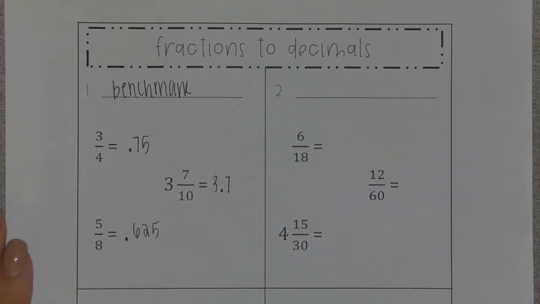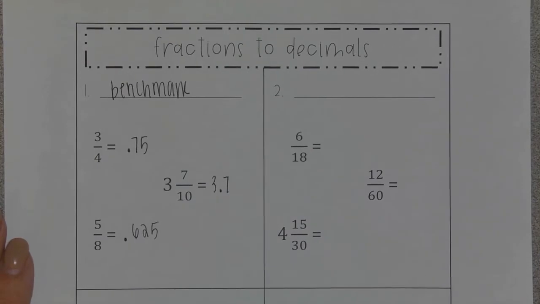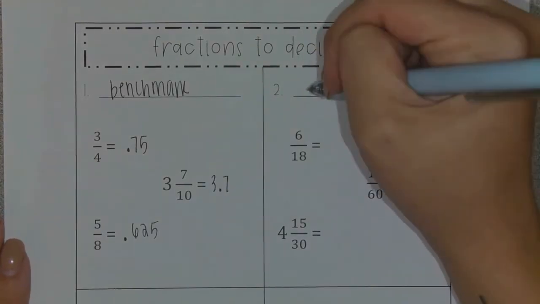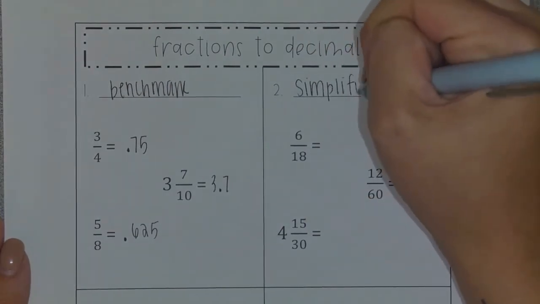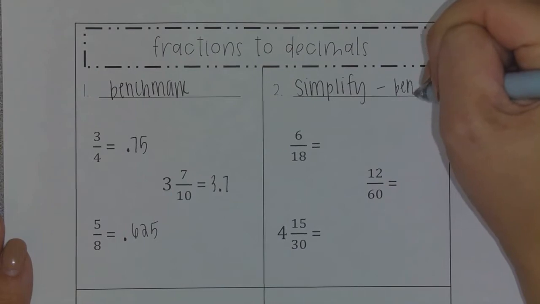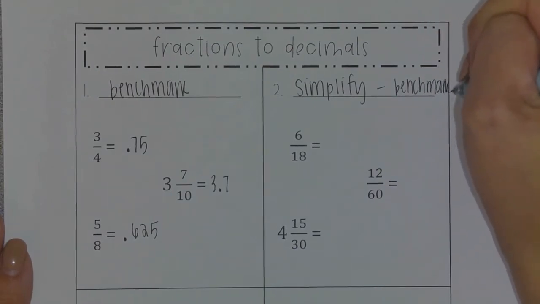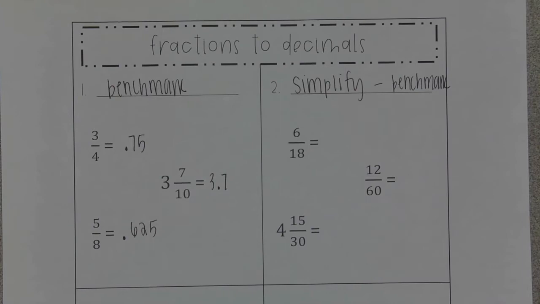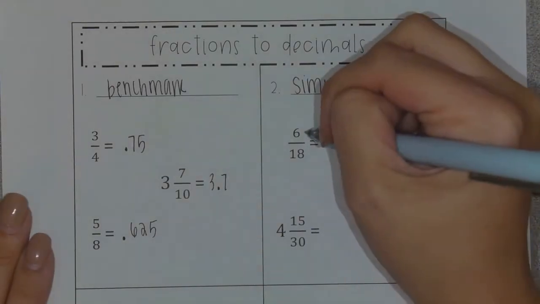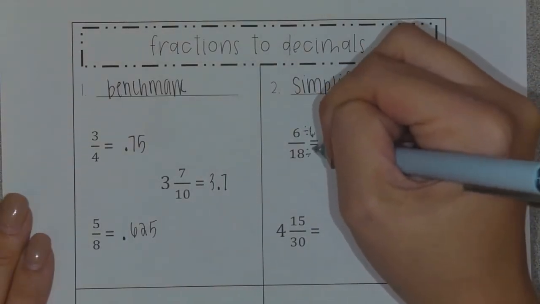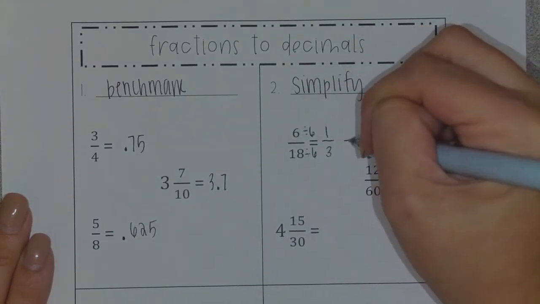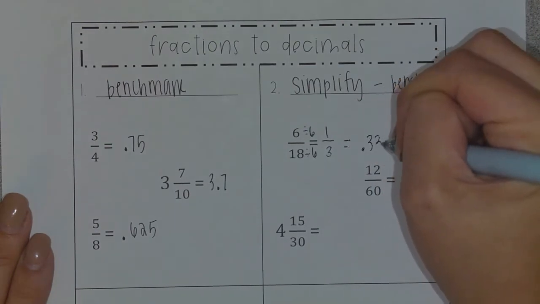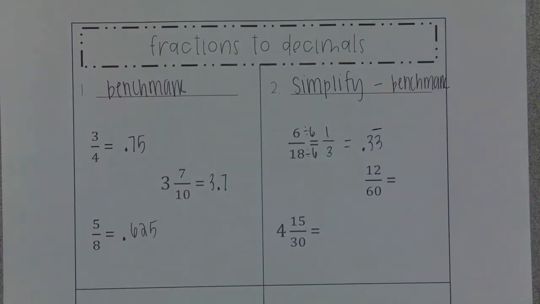But not every fraction we look at is going to be a benchmark. Sometimes it might be a benchmark in disguise. So the second thing that I want you to try is see if you can simplify it. And sometimes when you simplify, it becomes a benchmark. It becomes one that we already know. So for example, 6/18, they're both divisible by 6. So 6 divided by 6 would give me 1. 18 divided by 6 would give me 3. And 1/3 as a decimal is 0.3, 3 repeating. So 33/100ths with our little infinity hat on the top.